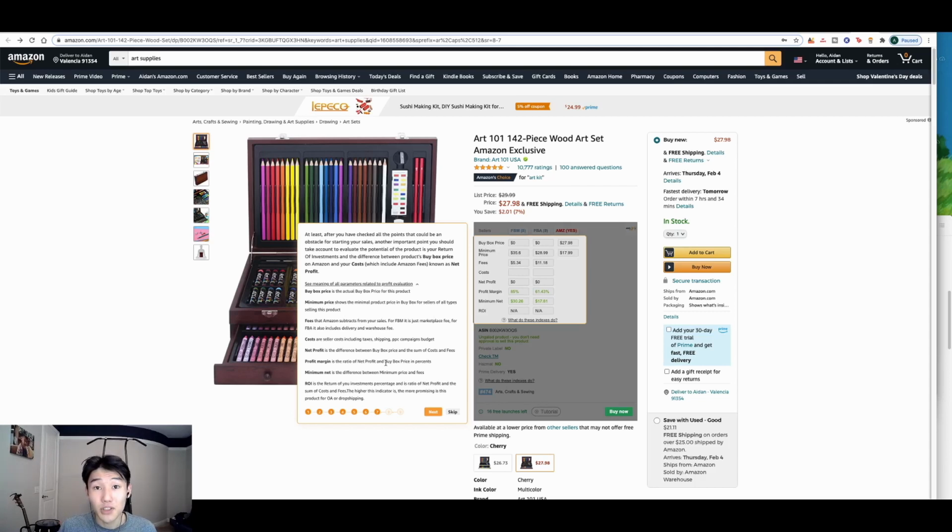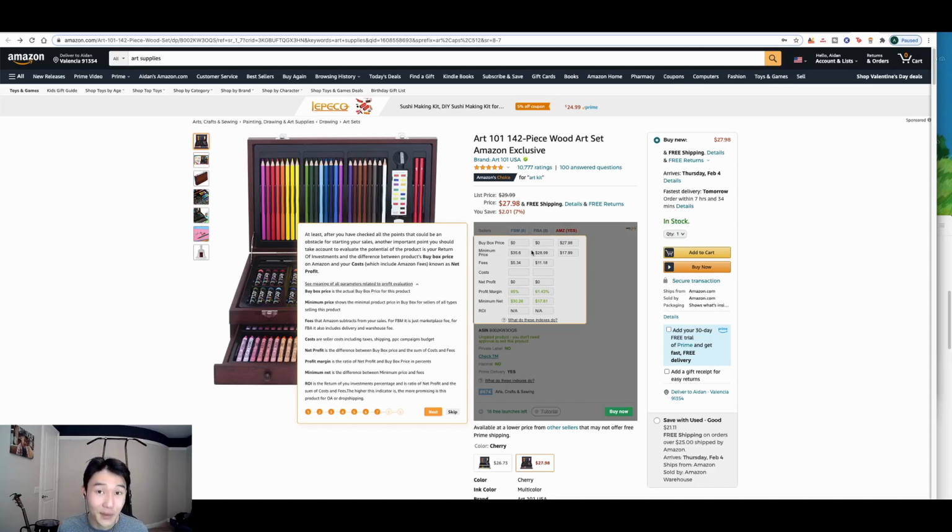Now next up, going back to those original labels of FBM, FBA, and Amazon. Right here is the big chunk of this extension. This is telling me the numbers behind it, or more of how much I'll be making.